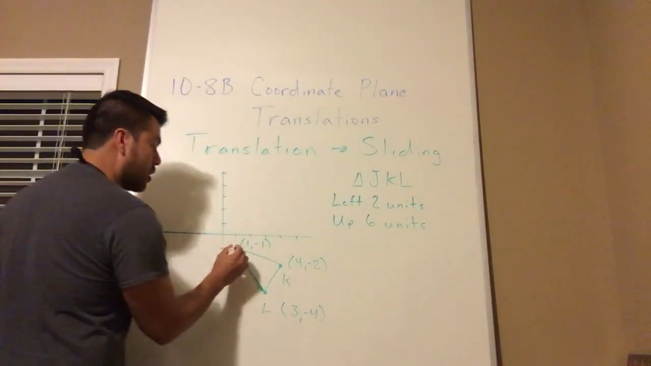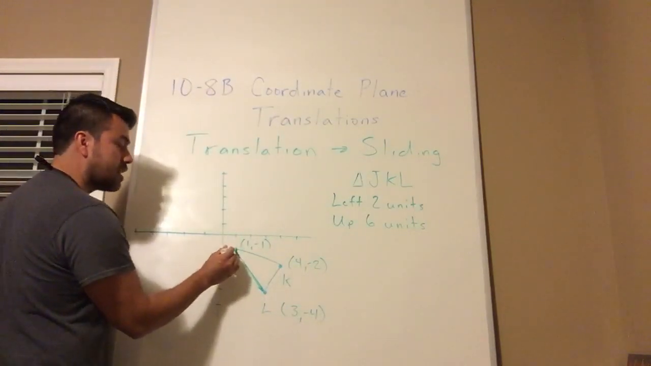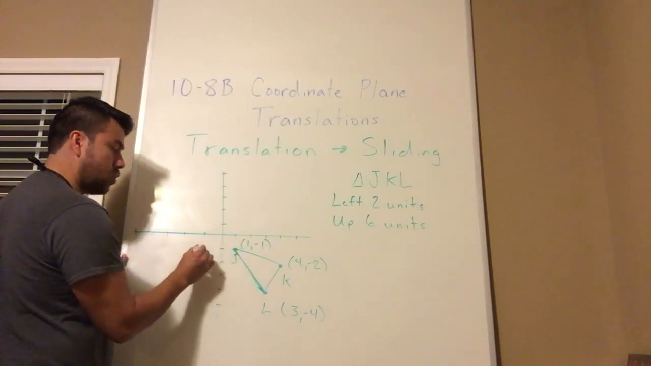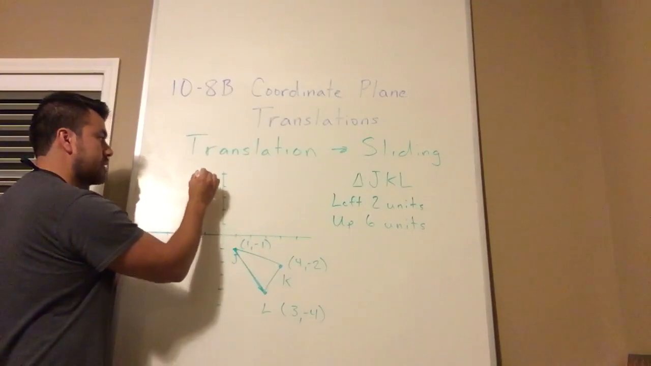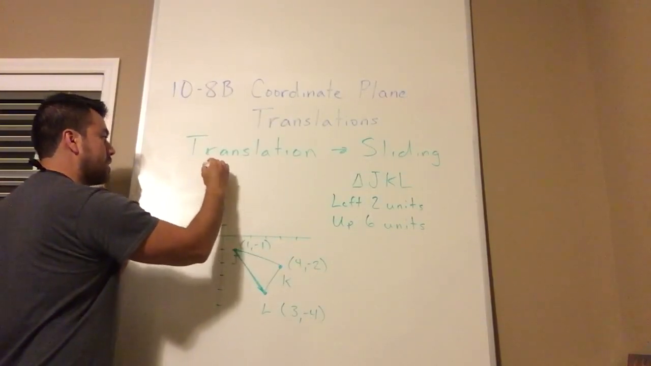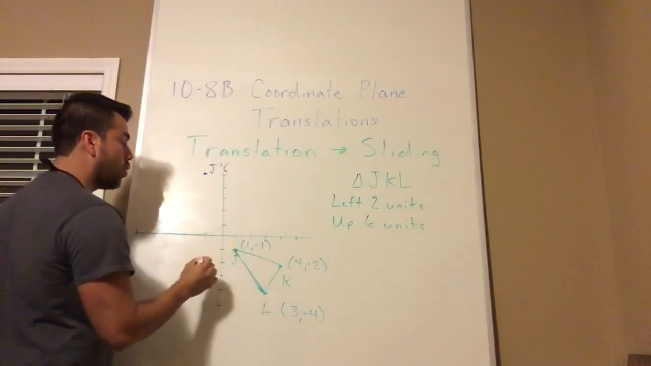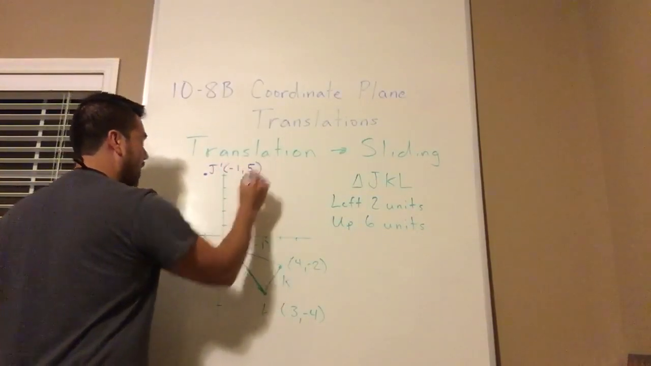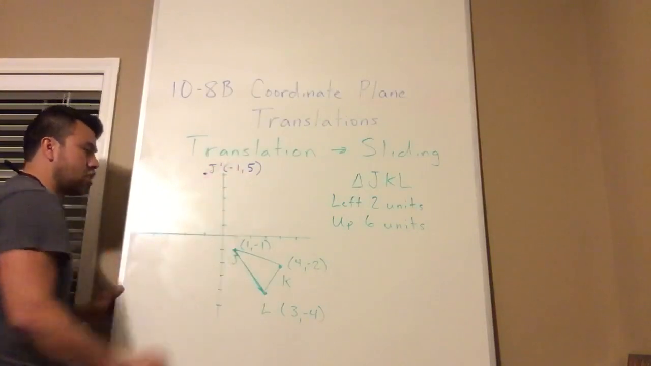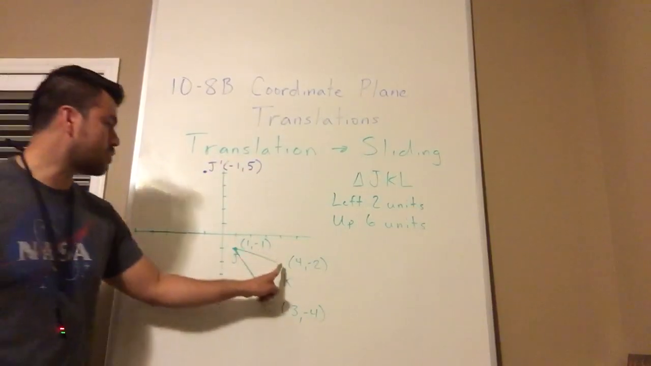All right, so I'm going to start with J, and I'm going to move it to the left twice, 1, 2, and then up 6. 1, 2, 3, 4, 5, 6. And I'll label that J prime. And the coordinates there are (-1, 5). -1, and then up 5. That's J prime.